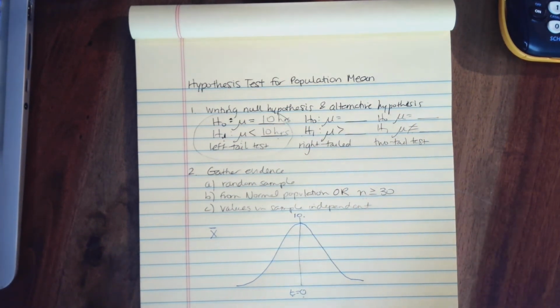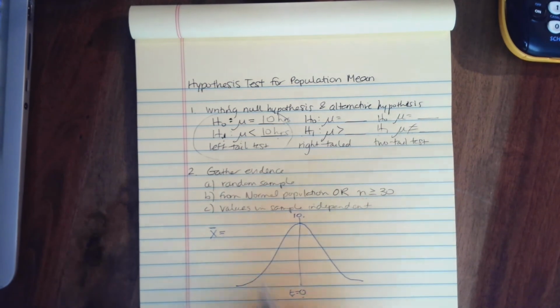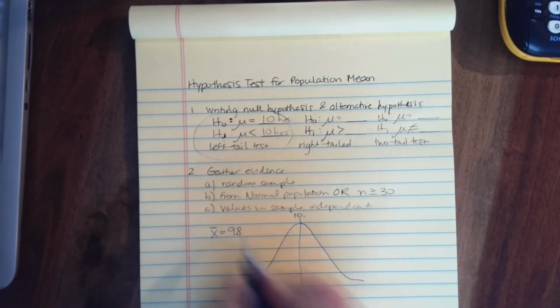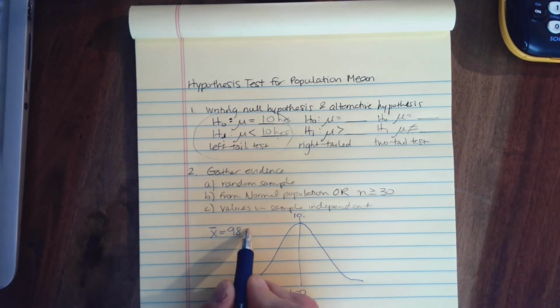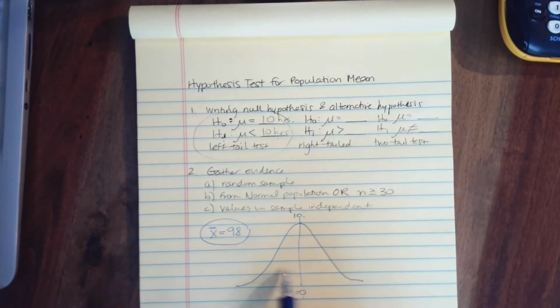Now, let's say that we gather sample data, and we find that our sample mean is maybe like a 9.8. And we're wondering if this is sufficient evidence to contradict the claim that the mean is actually 10. Well, when we're taking samples, we expect there to be some variety from one sample to the next. And so it might not be all that unusual to get a sample mean of 9.8 when in fact, the true mean is 10.